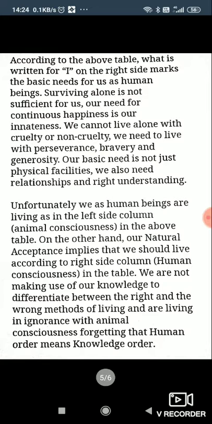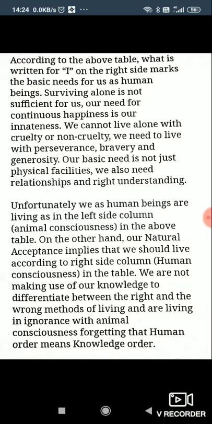According to the above table, what is written for I on the right side marks the basic needs for us as human beings. Surviving alone is not sufficient for us. Our need for continuous happiness is our innateness. We cannot live alone with cruelty or non-cruelty. We need to live with preference, bravery, and generosity.